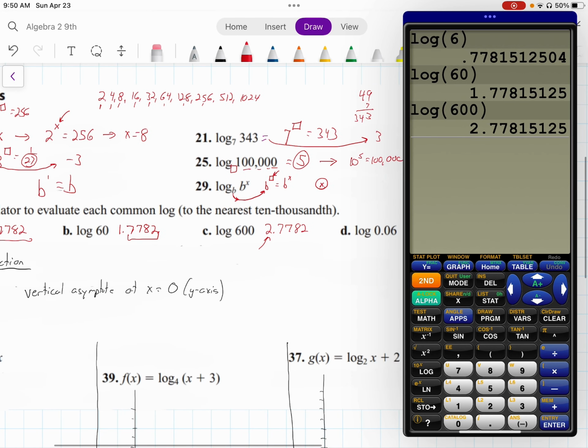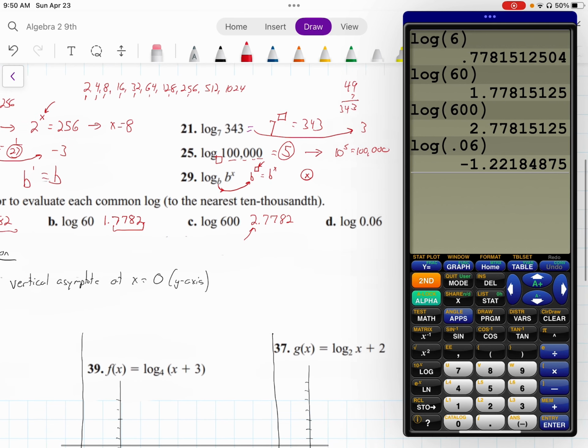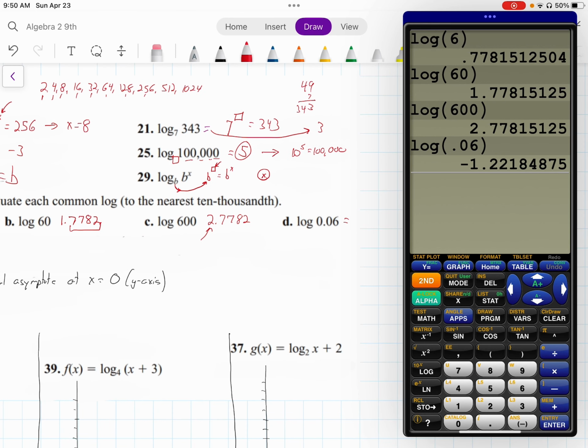What about log of 0.06? Well, now we're going down some numbers. So log of 6/100ths, and that was -1.2218, which is related because 0.2218 and 0.7782 add up to equal 1, but that's not for now.